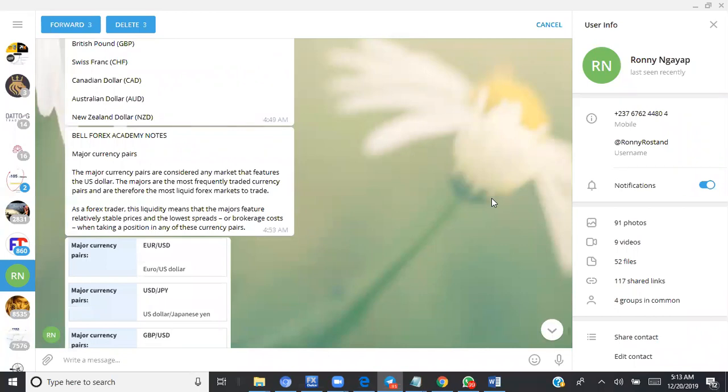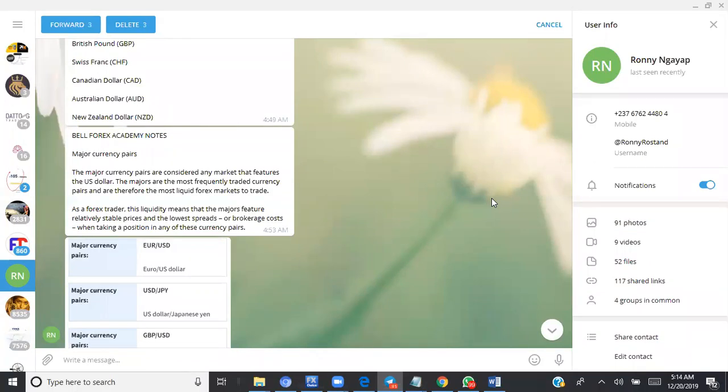So if you are looking at the Ghana cedi, those are minor currencies, from emerging economies. Look at that, CFA, the naira, it's a minor. Those are minor economies, so their currencies are actually low rated currencies. So in this reason, we are going to look at major currency pairs, and it states that the major currency pairs are considered any market that features the US dollars.